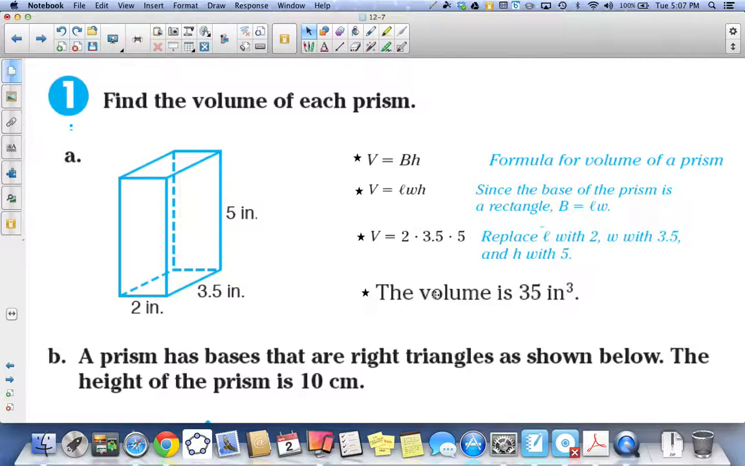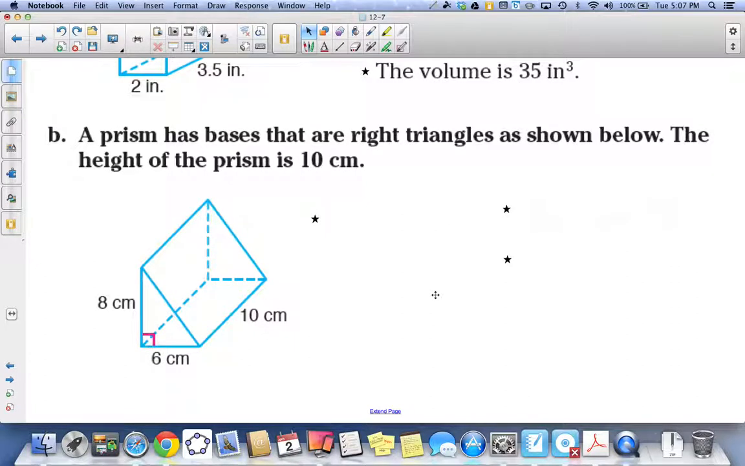Okay, so go on to the next example. You have a prism that has bases that are right triangles as shown below. The height of the prism is 10 centimeters. Again, we need to identify what kind of prism this is. This is a triangular prism because the bases are shaped like triangles. Therefore, the volume is big B times height, where big B represents the area of the base, and we know that the area of a triangle is 1/2 base times height.